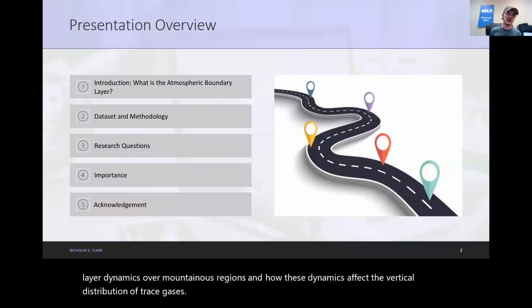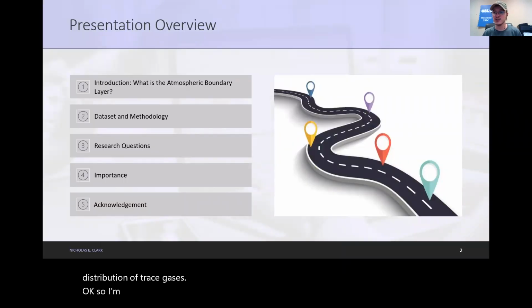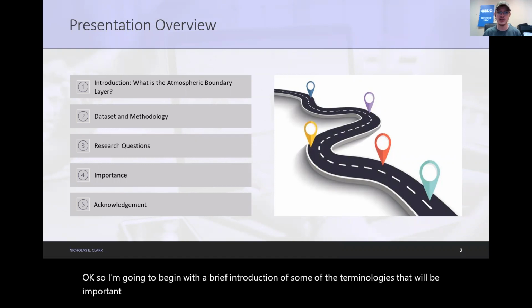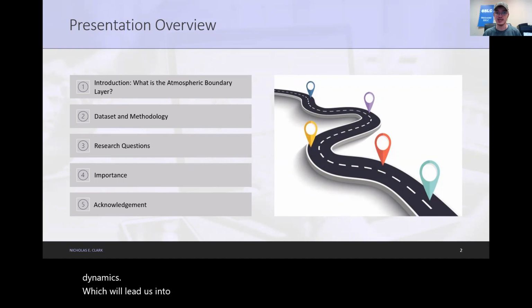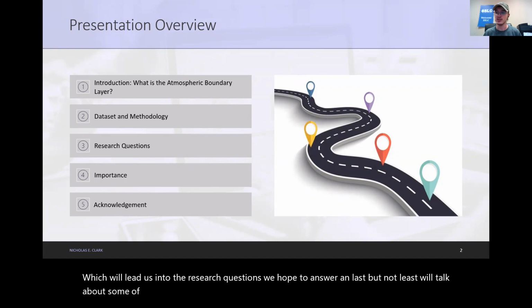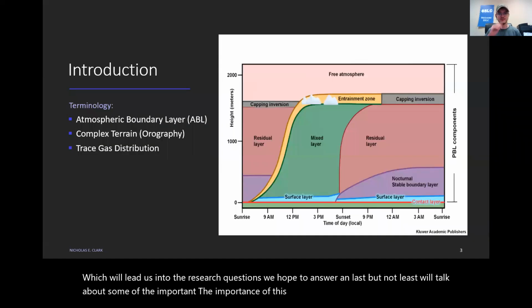Okay, so I'm going to begin with a brief introduction of some of the terminologies that will be important to understand for this project. And then I will move into the data sets that we used and how it was formed. Then I'll move into the methodology that we use to understand these dynamics, which will lead us into the research questions we hope to answer. And last but not least, we'll talk about some of the importance of this work. And then we'll conclude it from there.